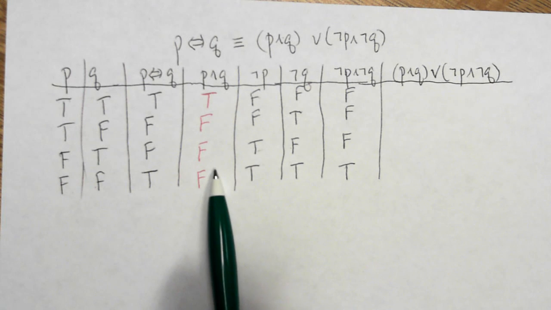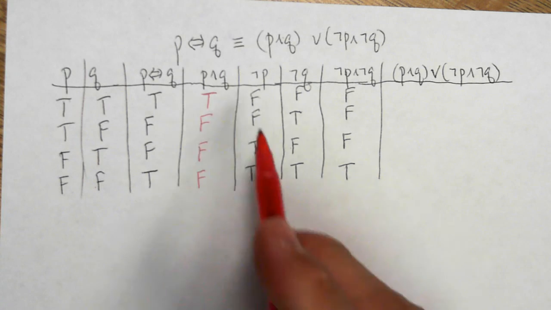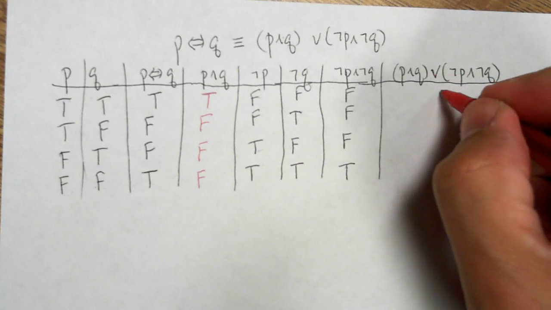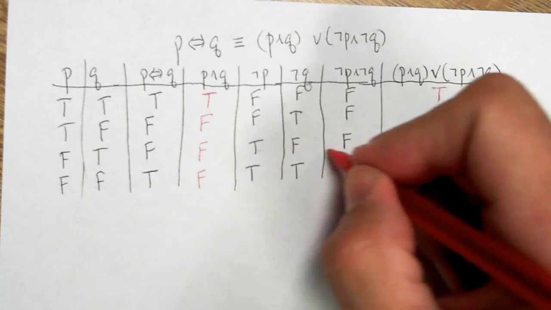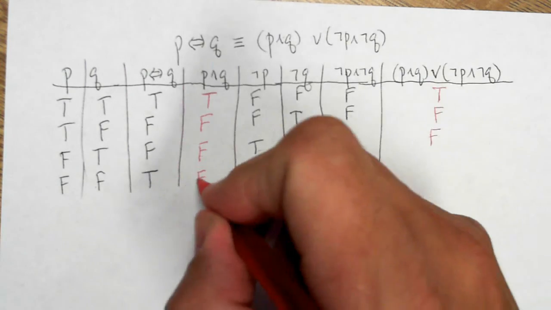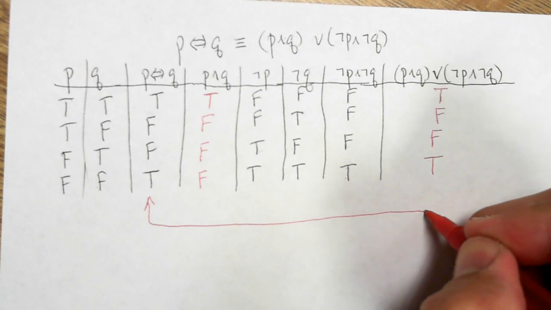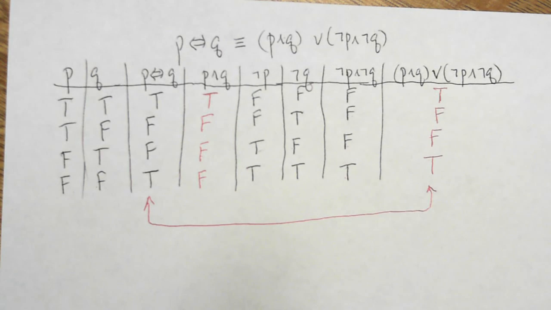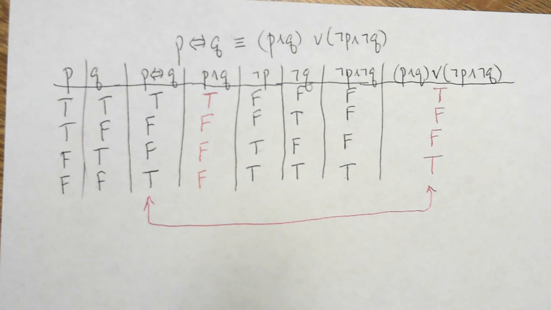So if I take the disjunction of these two columns, true or false is true. False or false is false. False or false is false. False or true is true. And these two columns are the same. And so therefore the statements here are indeed equivalent.